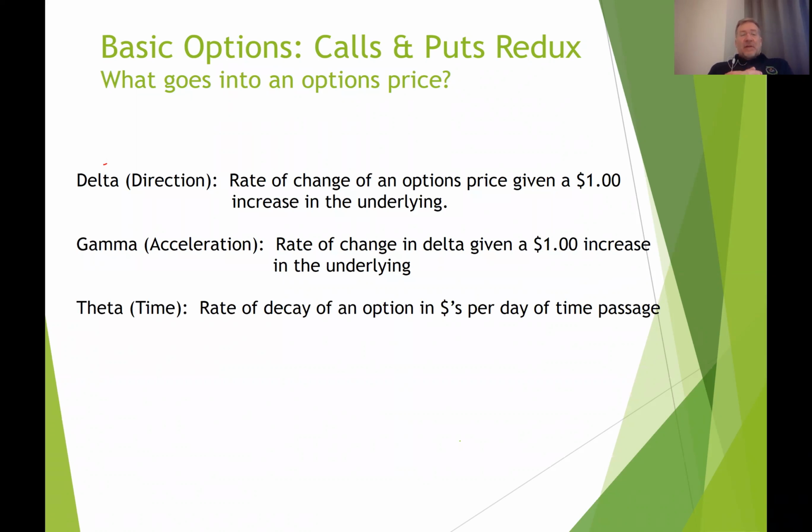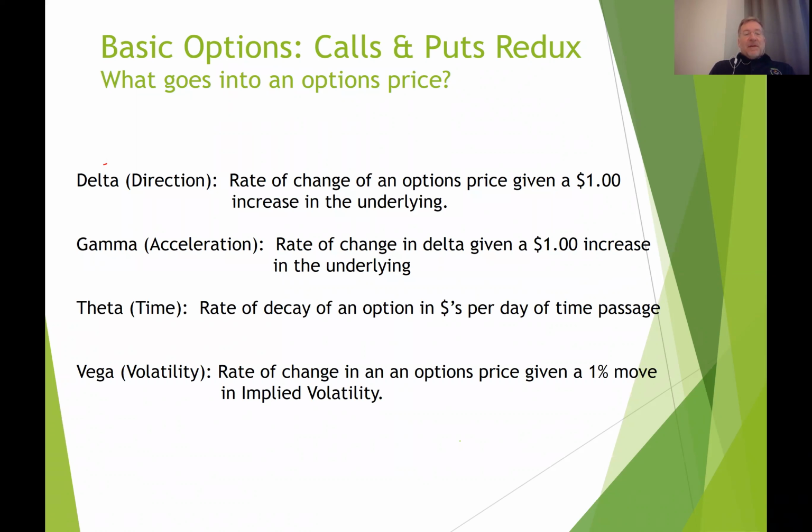Theta, we've all heard about theta. This is the rate of decay of an option in dollars per day. So if you see a theta of negative 0.02, that means that option price is going to reduce by 2 cents in 24 hours. That's theta. And then we have vega.